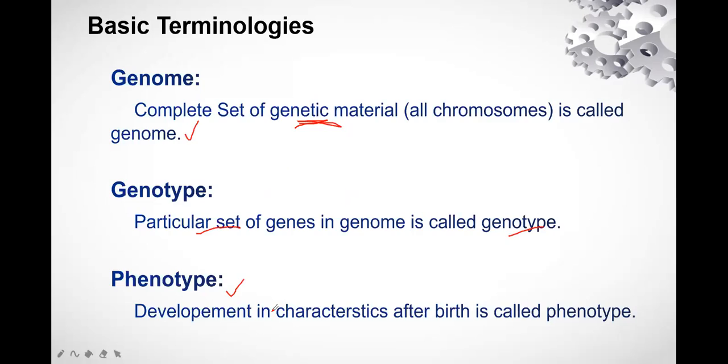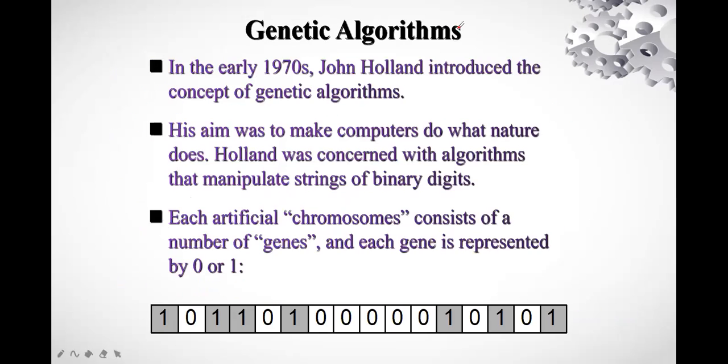Now the genetic algorithm was invented or introduced, I would say, in the 1980s by John Holland. He originated the concept of genetic algorithm in 1970. What was his aim? His aim was to mimic natural evolution in computers. That means he wanted to make computers do what nature does.